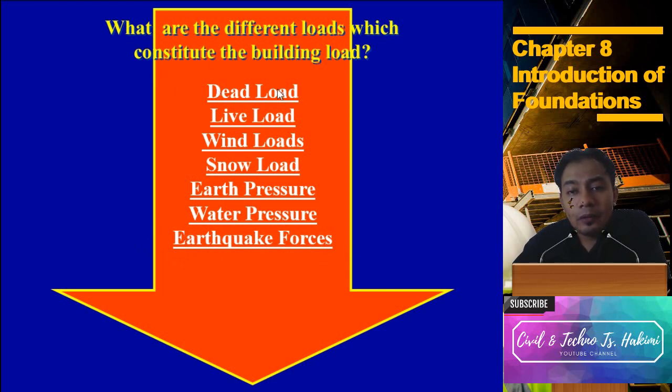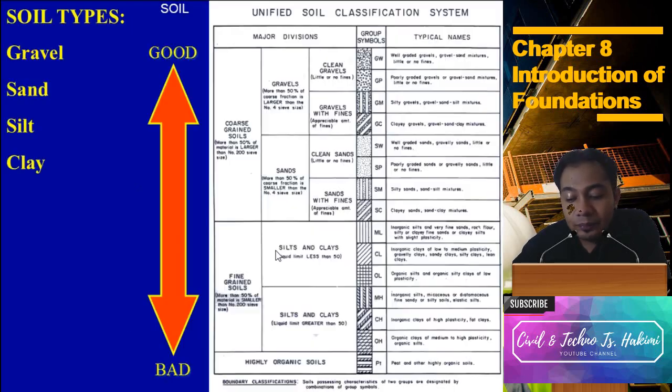Okay, so for the dead load, it is like the main structure, namely beam, column, slab. This is considered dead load. And then for the live loads, such as humans, furniture. Okay, wind load, so load from wind. So we need to refer to the building code to use the factor of the wind loads. Okay, earth pressure, water pressure, and earthquake.